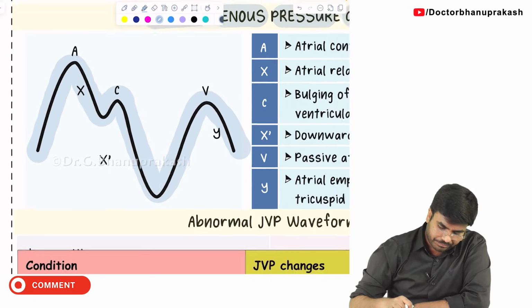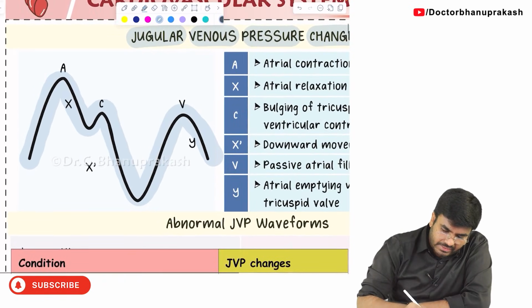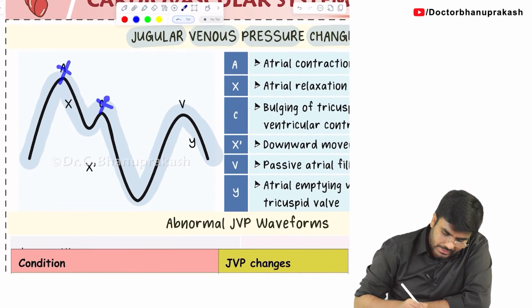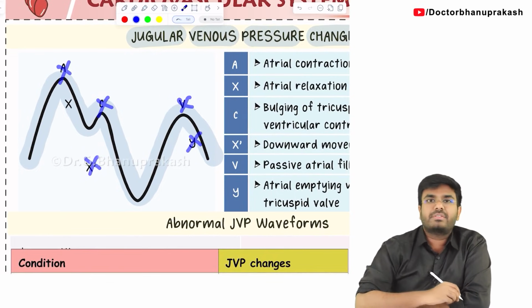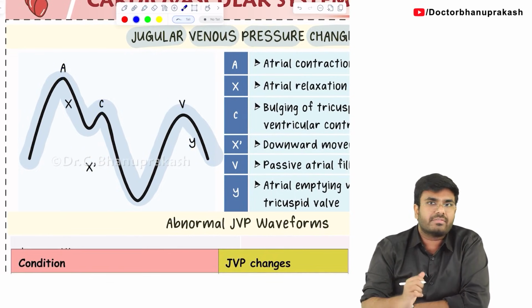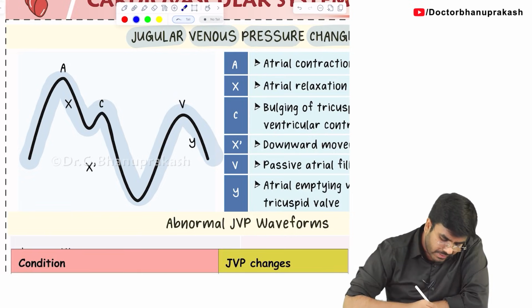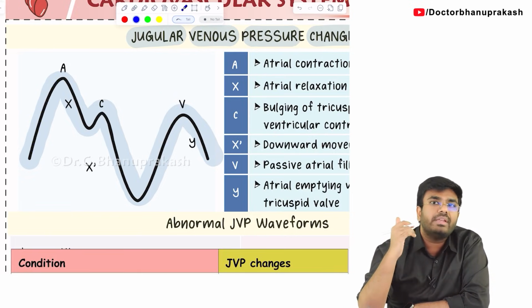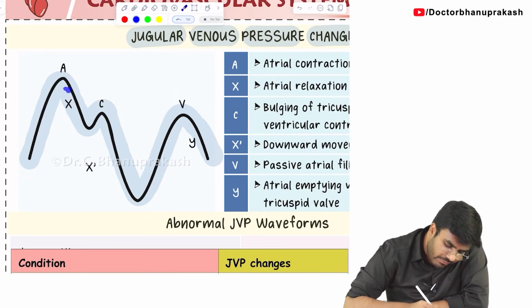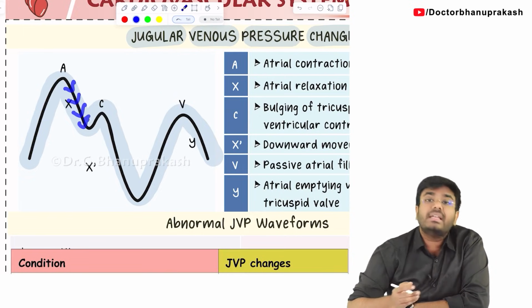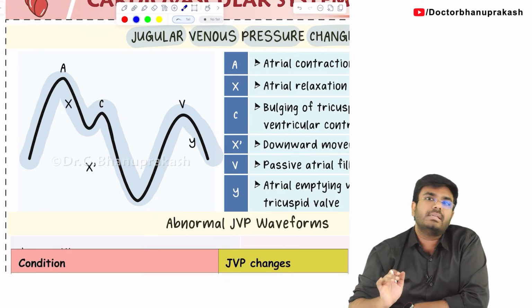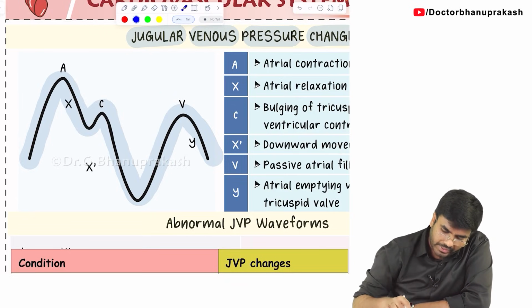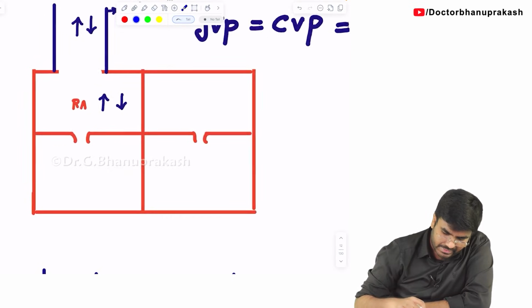First, point number one, how many waves are there? There are A, C, X, V, Y waves. Whenever a wave is going up, it's a positive wave, which means the pressure in the internal jugular vein is increasing. Whenever a wave is coming down, it's a negative wave, which means the pressure is decreasing in the internal jugular vein.